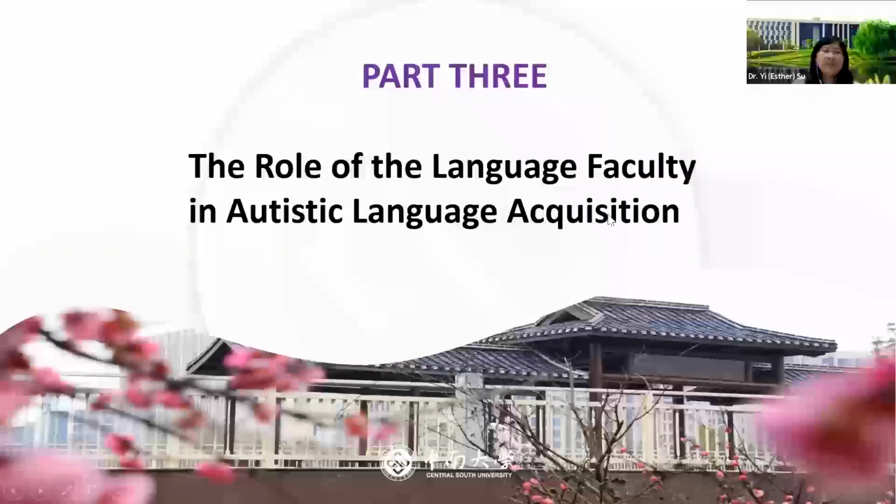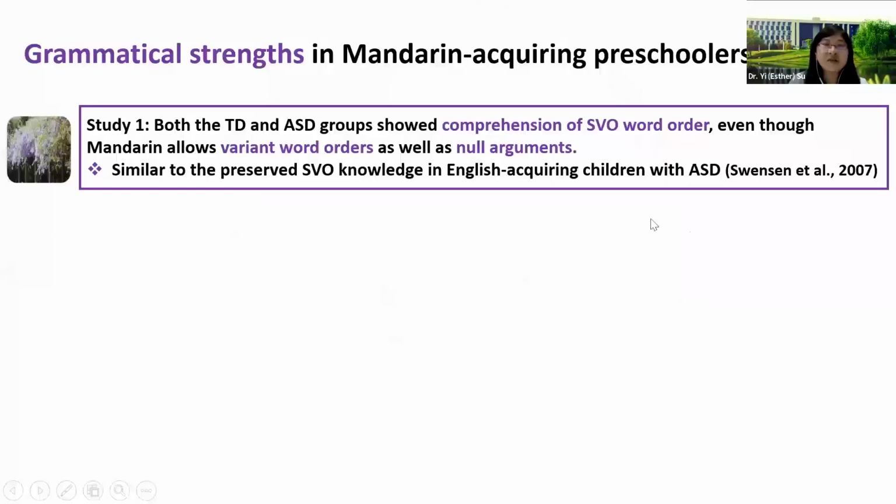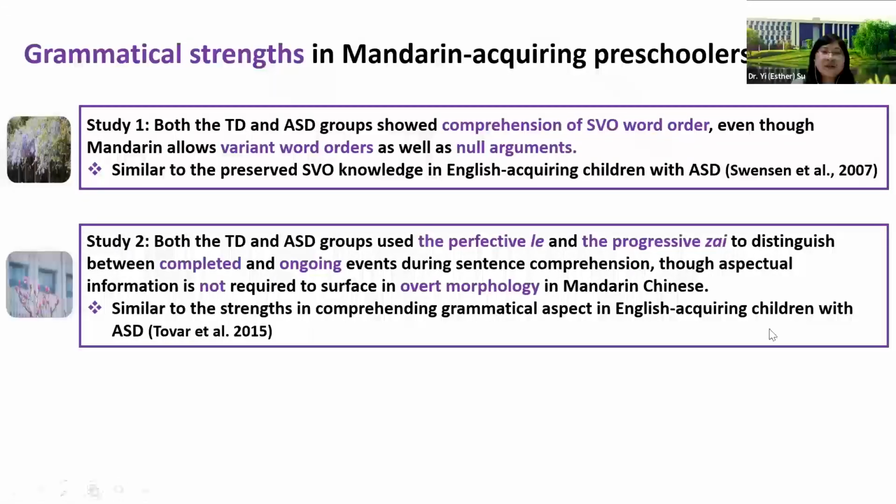So now let's summarize our results and talk about the role of a language faculty in autistic language acquisition. In study 1, we found both TD children and children with ASD showed comprehension of SVO word order, even though Mandarin allows variant word orders as well as null arguments. Our finding is similar to the preserved SVO knowledge in English acquiring children with ASD. And in study 2, we found both TD and ASD groups use perfective le and progressive zai to distinguish between completed and ongoing events.